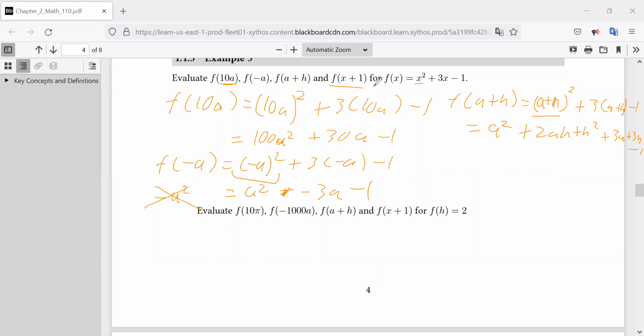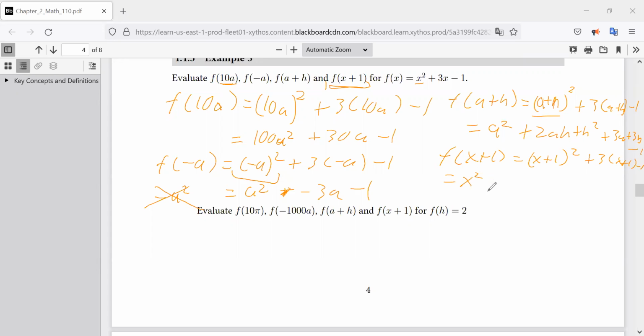And let's just wrap everything up with this one. That'll look very similar to this, but we won't have the variable of the h anymore. And the a's will be replaced with x's. So if we do f of x plus 1, that's going to be equal to x plus 1 squared plus 3 times x plus 1 minus 1.